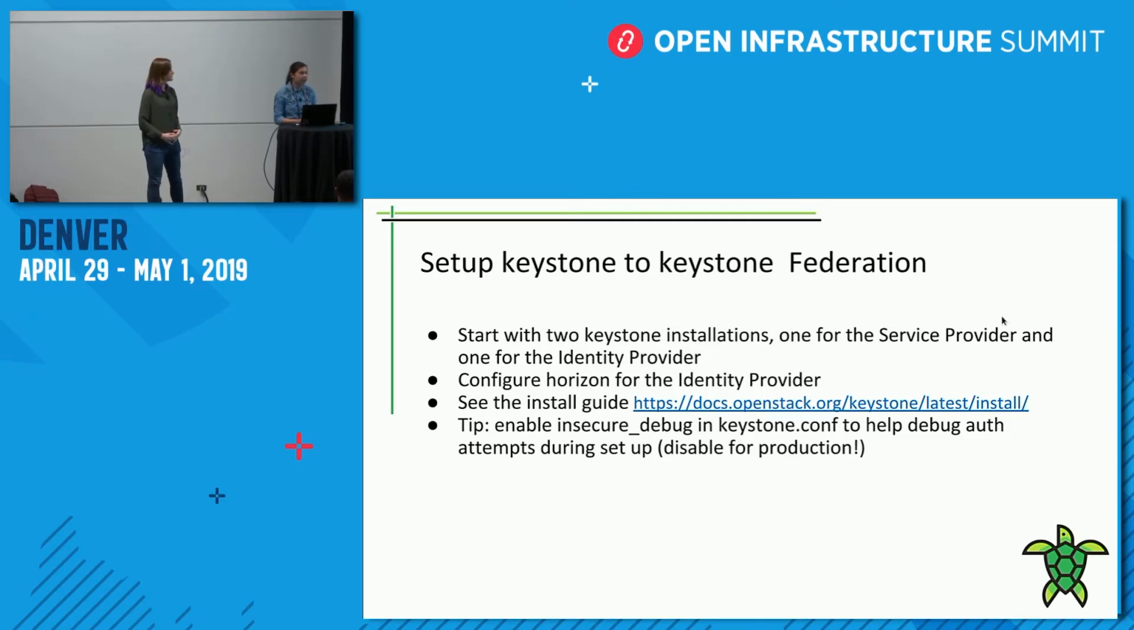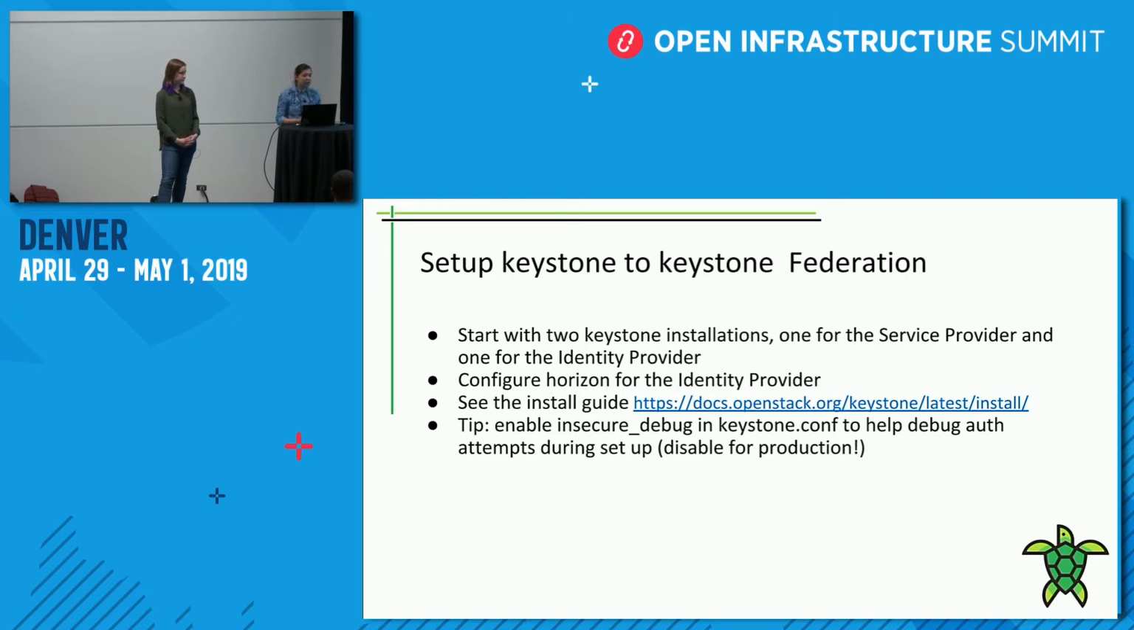So now we'll see how we can configure our Keystones as service provider as well as identity provider. Before moving on, we need some basic Keystone installations. We need two Keystone installations, in which one will act as service provider and the other as identity provider. Since we have to log in to the Horizon of the identity provider, we need to configure Horizon too. We have our installation guide available at this URL, so for Keystone installation, you can refer to that.